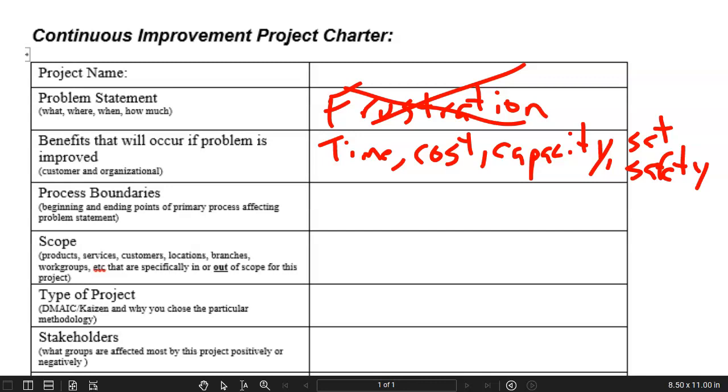Notice that neither the problem statement nor the benefits section describe the actual solution. That's key. We are not here to describe the solutions in a process improvement project charter yet. We'll save that until after root cause analysis has been performed.